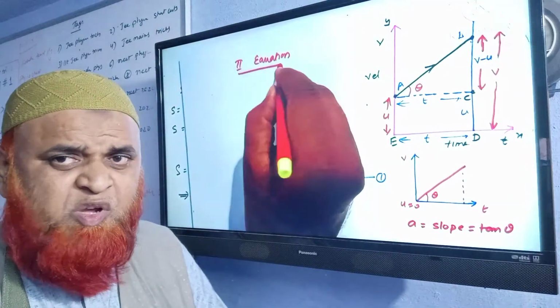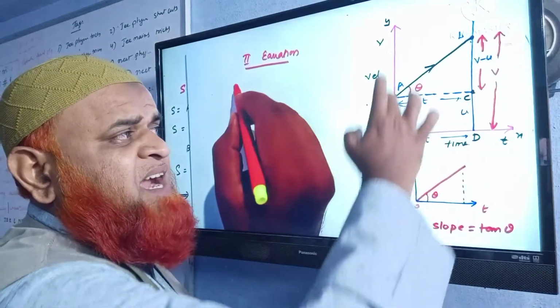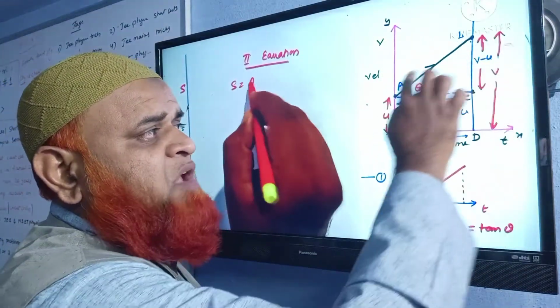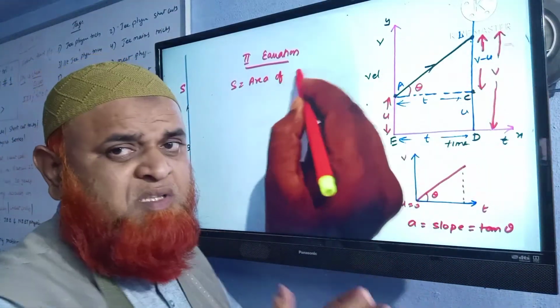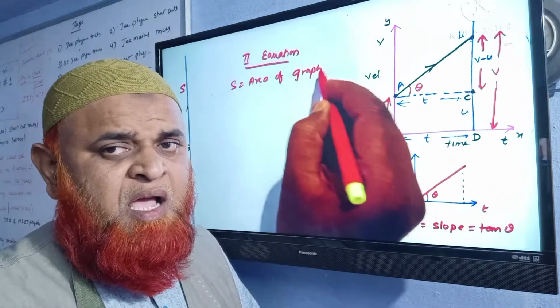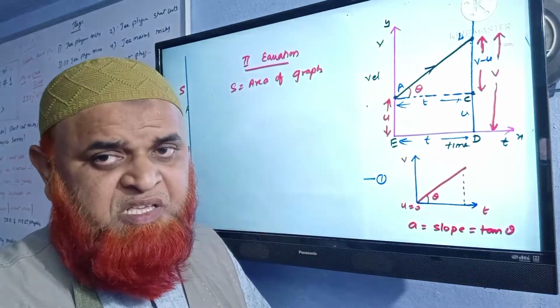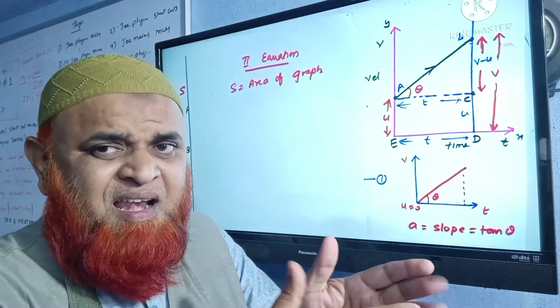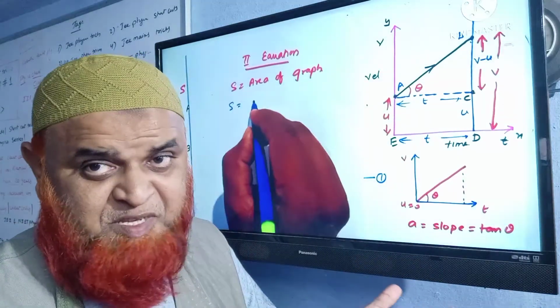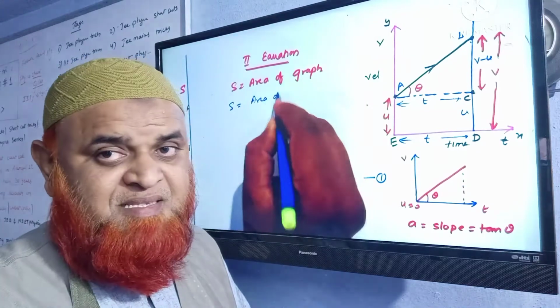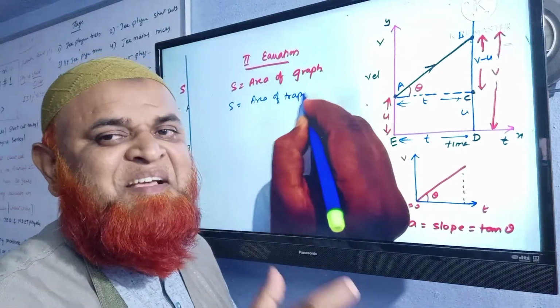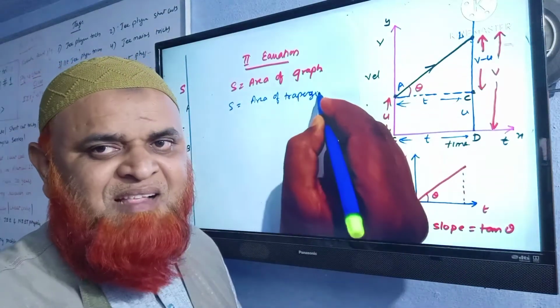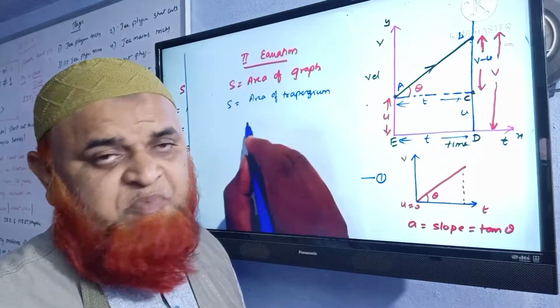To understand the third equation of motion, you need to understand this as a trapezium. This quadrilateral having four sides is acting like a trapezium. Now first, what is the meaning of a trapezium? In a quadrilateral, if any two particular sides are parallel, then we call it a trapezium. Got the point now? Yes, Khadir bhai. Understand? So if it has two parallel sides, it is called a trapezium.